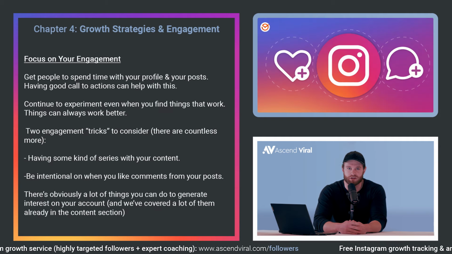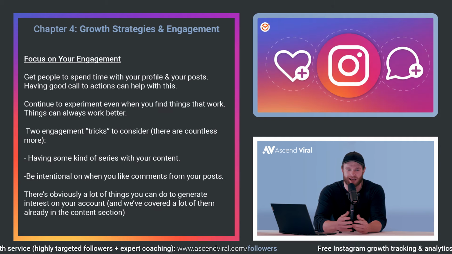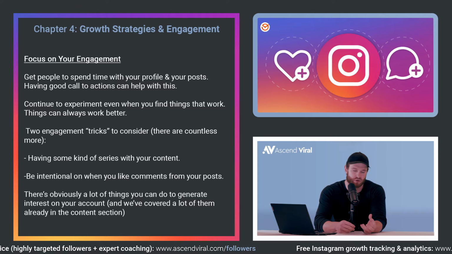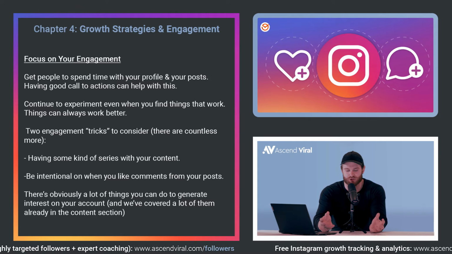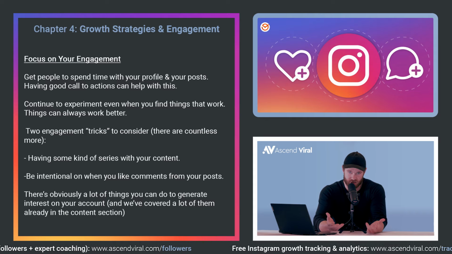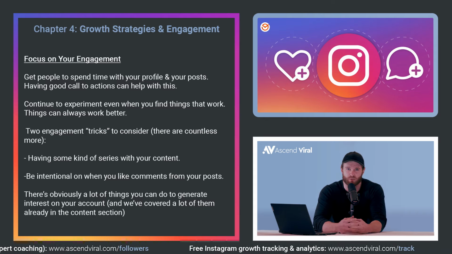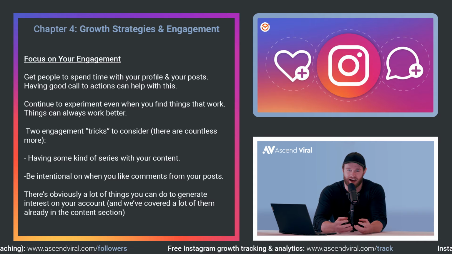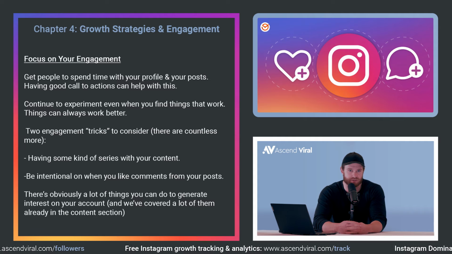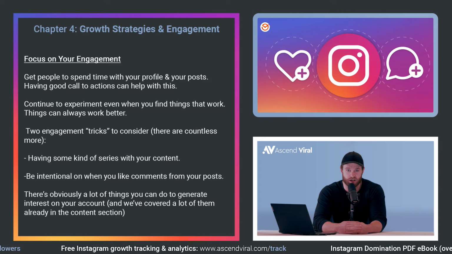So now I want to shift gears a little bit and talk about engagement and how this all comes together with growth and with content, because when you combine the two, it kind of boils down to engagement. The biggest and the most helpful thing that we've discussed so far is having good call to actions. Encouraging people to spend time with your posts and doing everything you can to retain their attention is going to maximize your engagement in the long run. If you can generate interest, you can generate engagement.